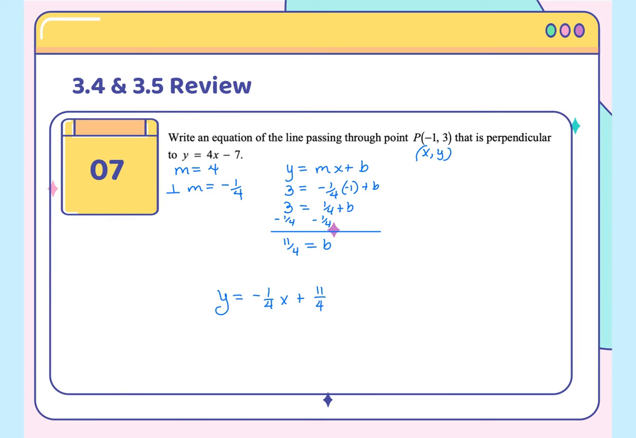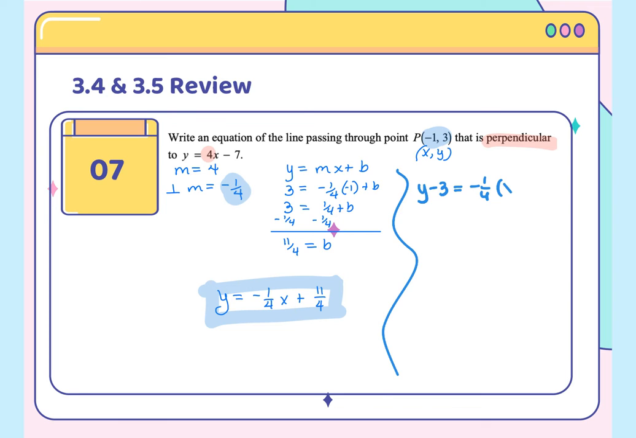And 7: write the equation of a line passing through point (-1, 3) that is perpendicular now to this line. So the slope of the given line would be 4, which means the slope of the line we want to find is -1/4. And then you're plugging that in with the coordinate point. Again, this one's in slope-intercept form. If you did it in point-slope, it would be y minus 3 equals -1/4 times x minus a -1, which becomes +1.